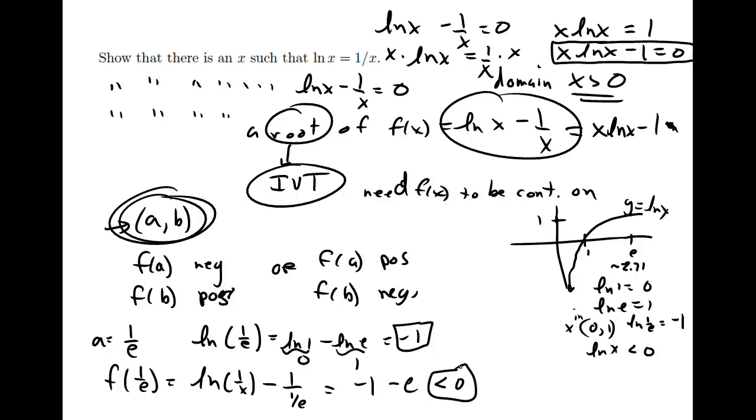E? Let's choose e. What is f of e? It is the ln of e minus 1 over e. Ln of e is 1. 1 over e, that's only like a half or something like that. It's positive, whatever it is.